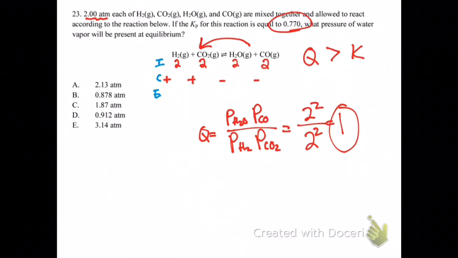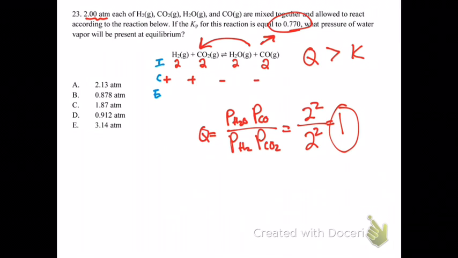The other way that we could think about this is that the fact that K is equal to 0.770 tells us that reactants are favored at equilibrium. If reactants are favored at equilibrium and we have an equal amount of everything, aka the situation that we have, 2 atmospheres of everything, the only way to get to equilibrium is to make more reactants, because it's not a 50-50 ratio. That would be a Keq of 1.